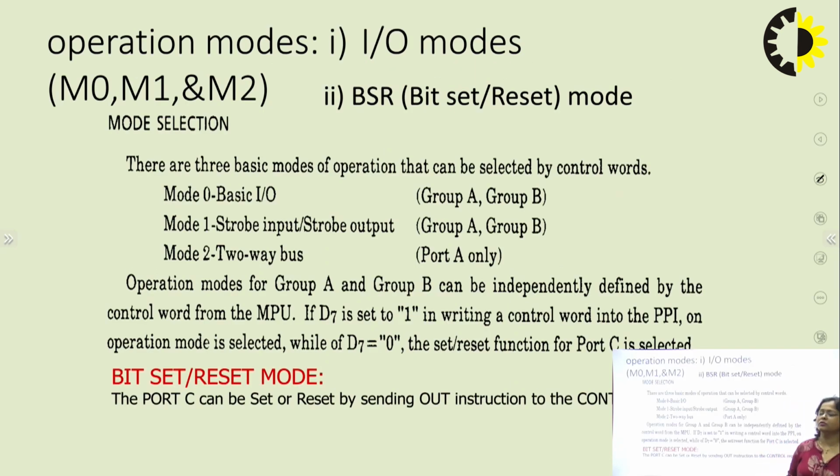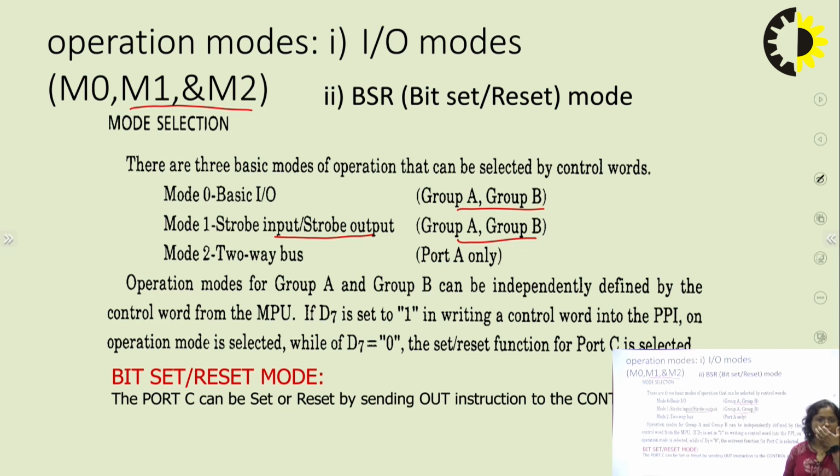Now we talk about the operating modes, that is I/O. The 8255 operates in 2 different types of modes, as we have already told, that is I/O mode and BSR mode. In case of I/O mode, it works in 3 different modes: mode 0, mode 1 and mode 2. So there are 3 basic modes of operation in I/O mode. Mode 0 is basic I/O data transfer using group A or B. Mode 1 is strobed input or output data transfer using group A or B. Strobe is also called handshake data transfer.